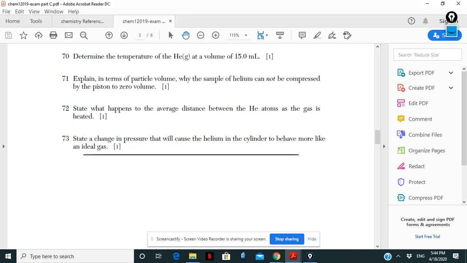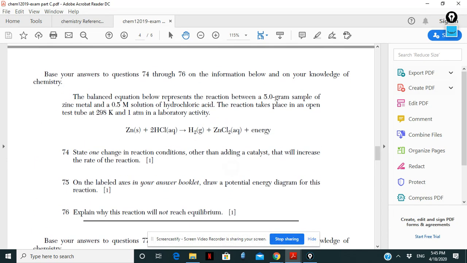Question numbers 74 to 76. Now he gives us a balanced equation. He's saying that the balanced equation below represents the reaction between a 5-gram sample of zinc metal and a 0.5 molar solution of hydrochloric acid. The reaction takes place in an open test tube at 296 Kelvin and 1 atmosphere in a laboratory activity.